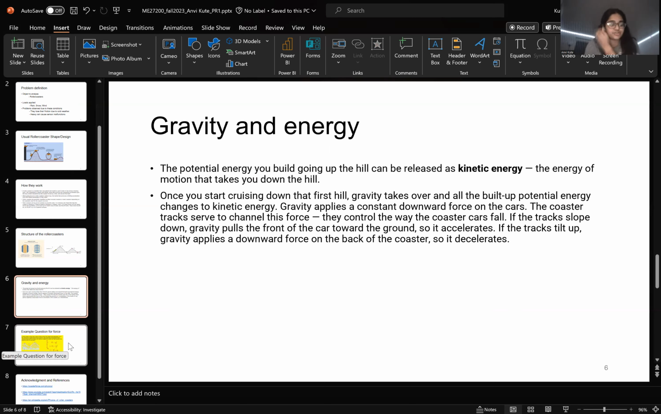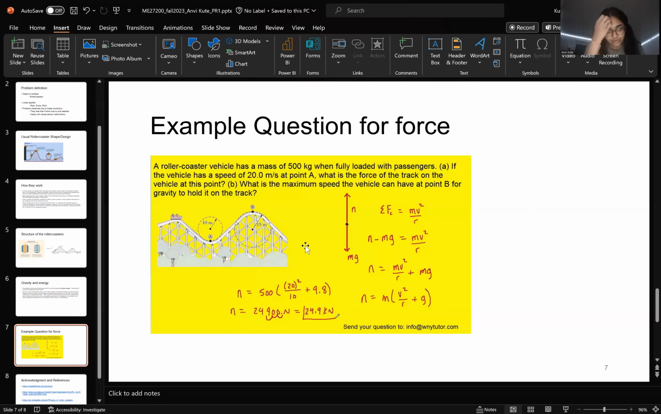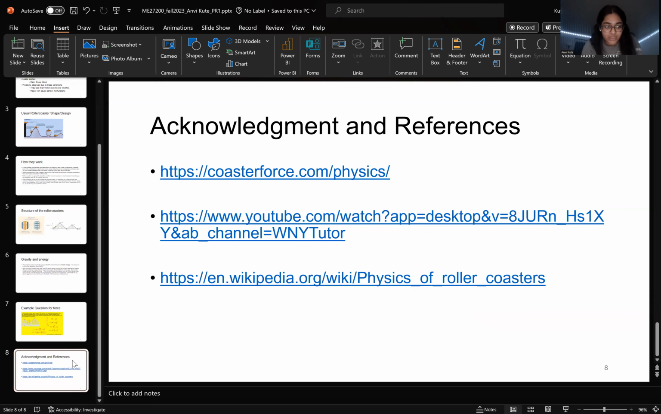Usually, roller coasters are affected by weather in different cases. As we discussed in PR1, I just added a couple more things to this one. There's an example of a roller coaster which has a mass of 500 kg, fully loaded with passengers. We will just ignore the weight of the passengers for this question, and move ahead with what we have, which is the maximum speed and the force that we were supposed to find.